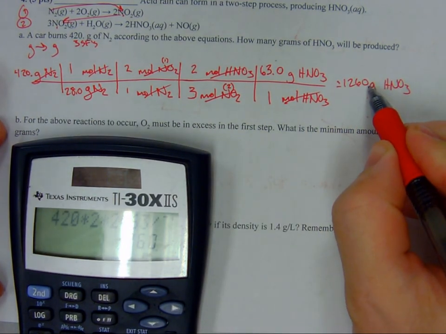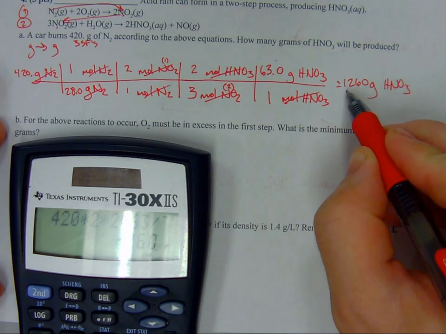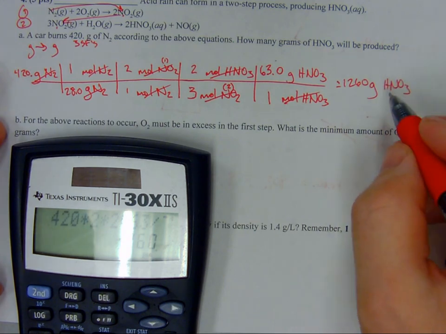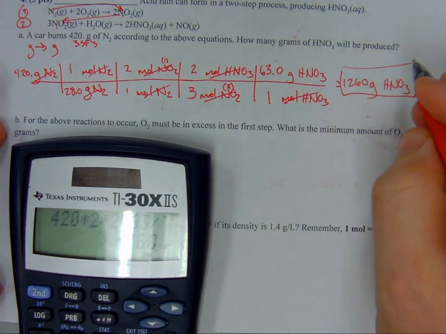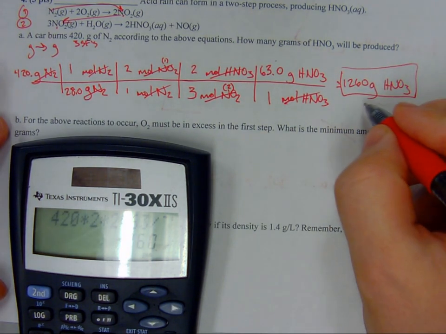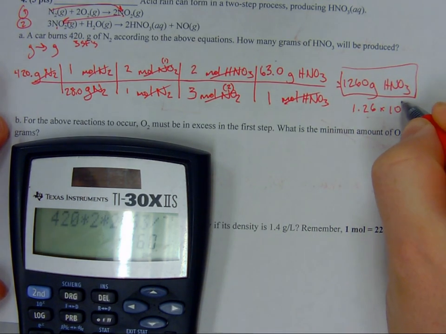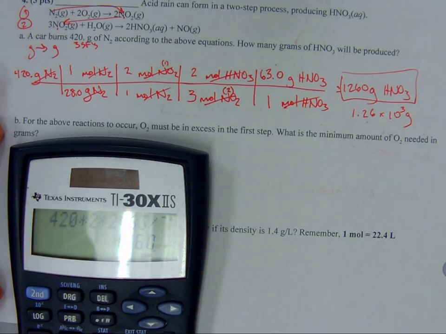Now, as long as I do not put a decimal at the end of that number, this only has 3 significant figures because that 0 is not significant. So I can be done right here, or if you're a big fan of scientific notation, which some college professors are, 1.26 times 10 to the third grams.